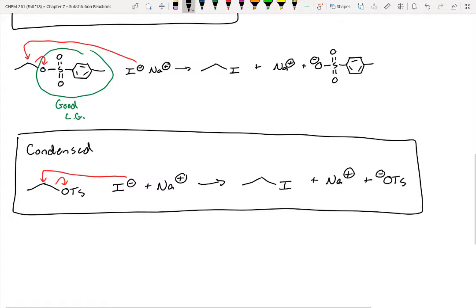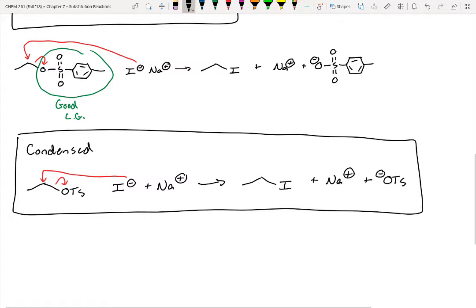If you leave out spectator ions, I'm completely cool with that, with the caveat that Sapling may not. Sapling is incredibly picky for this chapter, so reread the question a few times. Sometimes they say draw the neutral organic product. Sometimes they say include any byproducts. They're not super consistent, and I apologize about that.